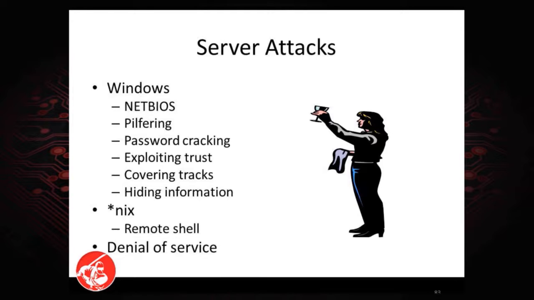Then covering tracks in Windows, because they give us some nice little features, as Microsoft calls them, to be able to hide information. In the Unix Linux world, we look for remote shells and some other form of attack against the server, or if the server is running Samba, that is running SMB for Windows, there have been multiple vulnerabilities in that. And then denial of service, where we can't do anything else. If it's allowed in the scope of work, we're just going to shut the server down.